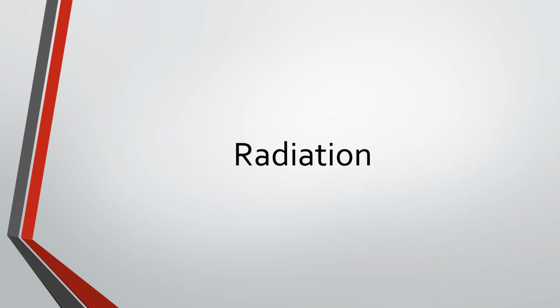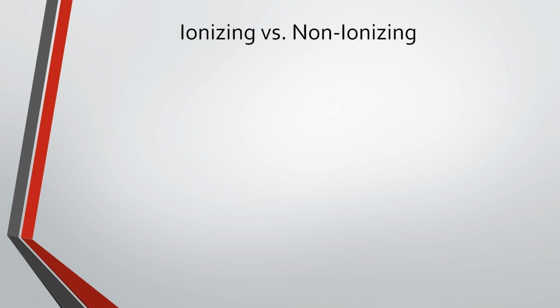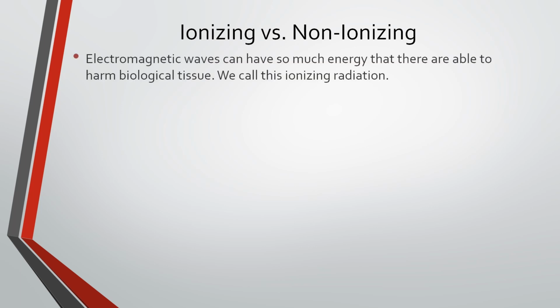So we'll go ahead and move on and talk about radiation. There are two types of electromagnetism, and they're called ionizing versus non-ionizing. Electromagnetic waves can have so much energy that they are able to harm biological tissue. We call this ionizing radiation.